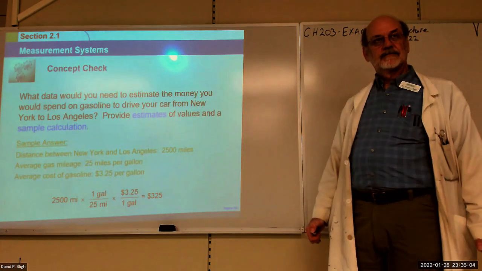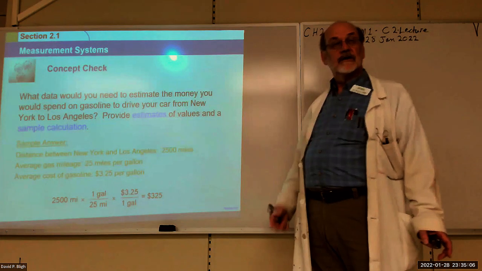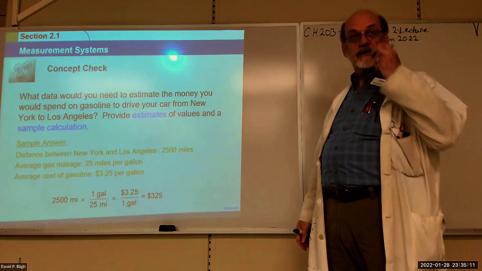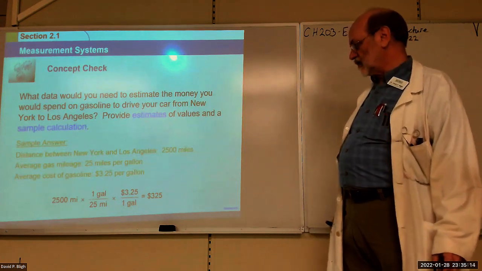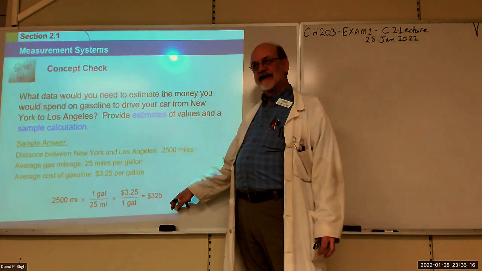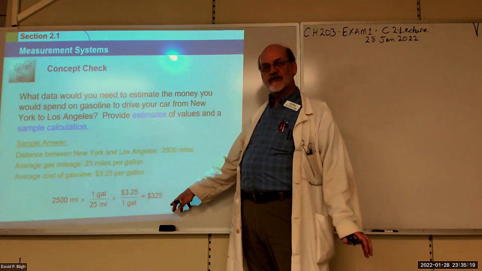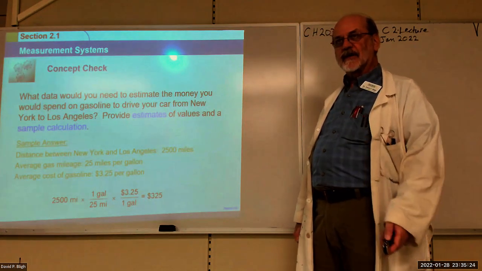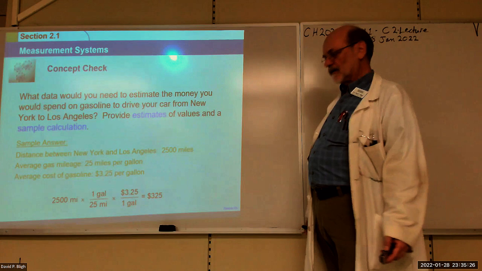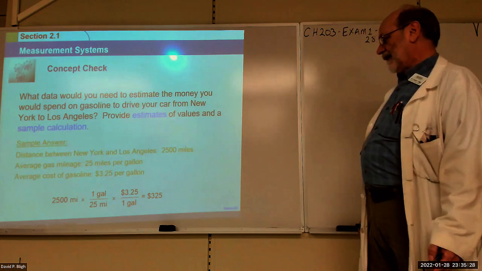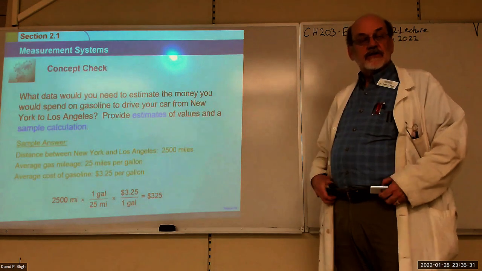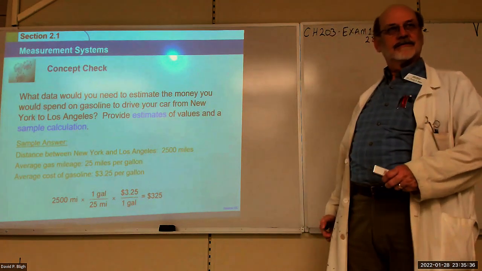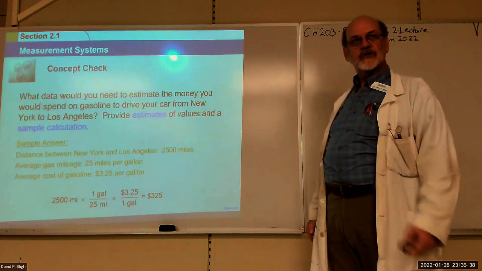Double that, like $650 to get back, and then Los Angeles is a big place, so you're probably going to have to drive a lot. So you pad your amount by 10% or more. And that's what I usually do when I estimate for Atlanta because it's a big place too. And then you have an estimate of how much money you need to either carry in your pocket or have it on your credit card so that you can charge your gas and get there and back.